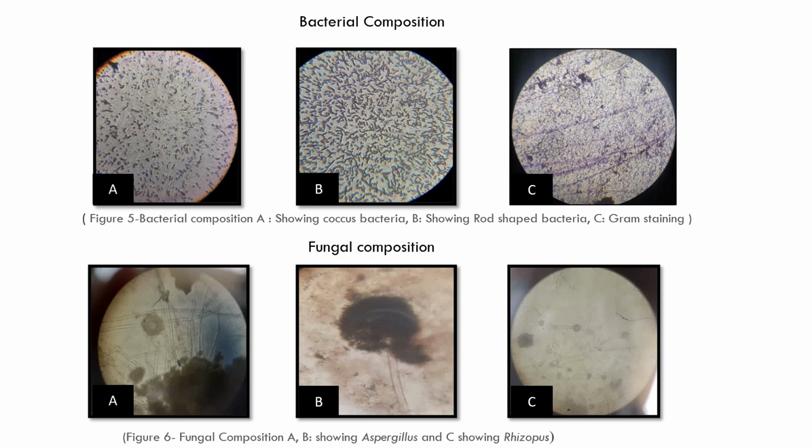Smear preparation was done from the bacterial colonies and it was subjected to gram staining. Then the slide was kept under 100x power of microscope and checked. You can see that there are different circular coccus bacteria over here and rod-shaped bacteria over here. The bacteria can be tentatively identified as bacillus. In the fungal colonies, you can see that under 40x power of microscope, there is the fungus, that is Aspergillus and Rhizopus, present over here.